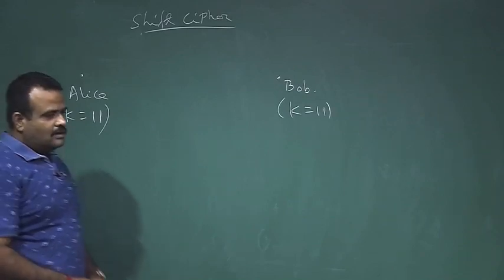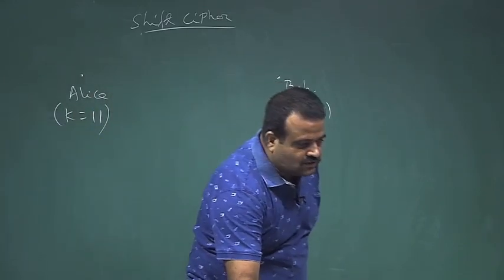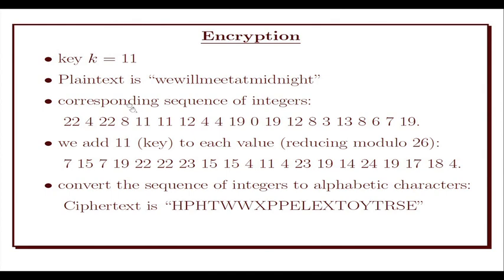Now suppose Alice wants to send a message, the plain text, "we will meet at midnight". Suppose this is the message Alice wants to send to Bob. So, this is our plain text, we will meet at midnight. This is the plain text Alice wants to send to Bob.